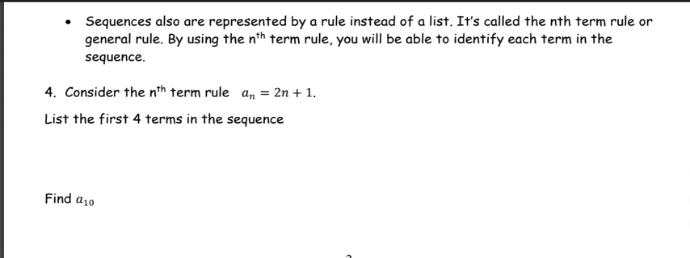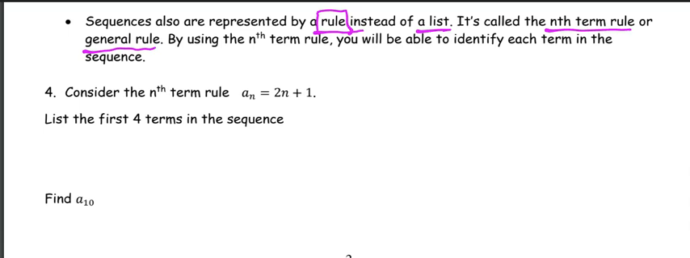Sequences are also represented by a rule. It doesn't have to be just a list. Sometimes you're going to have a rule instead of a list. The rule is called the nth term rule or the general rule. Both of these two expressions mean the rule for the sequence. The nth term rule can be used to identify each term in the sequence.